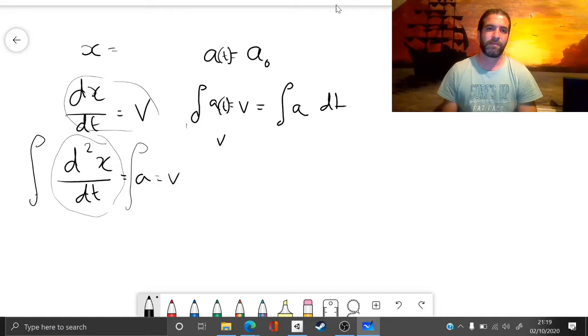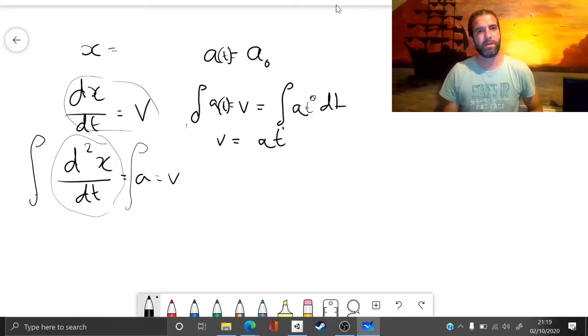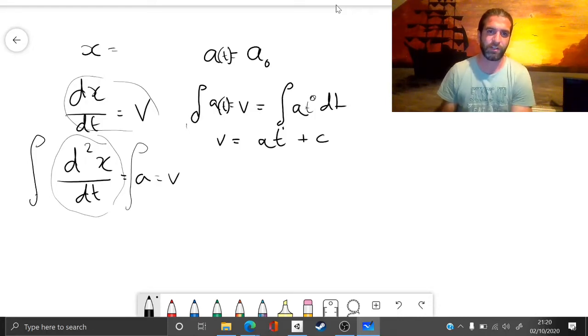So what we end up with is v is equal to a t, because this is a times t to the power of 0. Anything to the power of 0 is equal to 1, so you could just substitute that. So when you take the integral, this changes to a 1, so a t, and then plus the arbitrary constant, which you have to include when you take an integral.